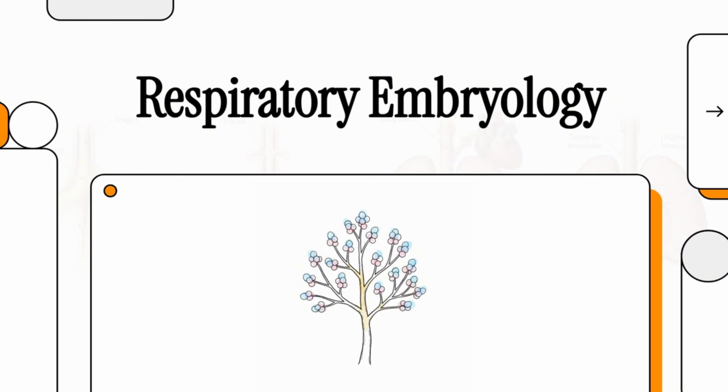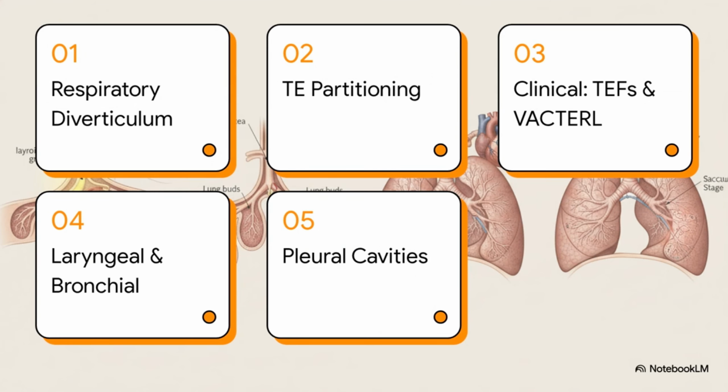We're going to build your foundational understanding from the ground up, making absolutely sure you not only know the normal anatomical milestones, but exactly why and how things can go wrong clinically. Let's get into it. Here's our roadmap for today. First, we'll look at the respiratory diverticulum. Second, tracheo-esophageal partitioning. Third, a high-yield clinical focus on TEFs and VACTERL. Fourth, laryngeal and bronchial development. And finally, number 5, pleural cavity formation.